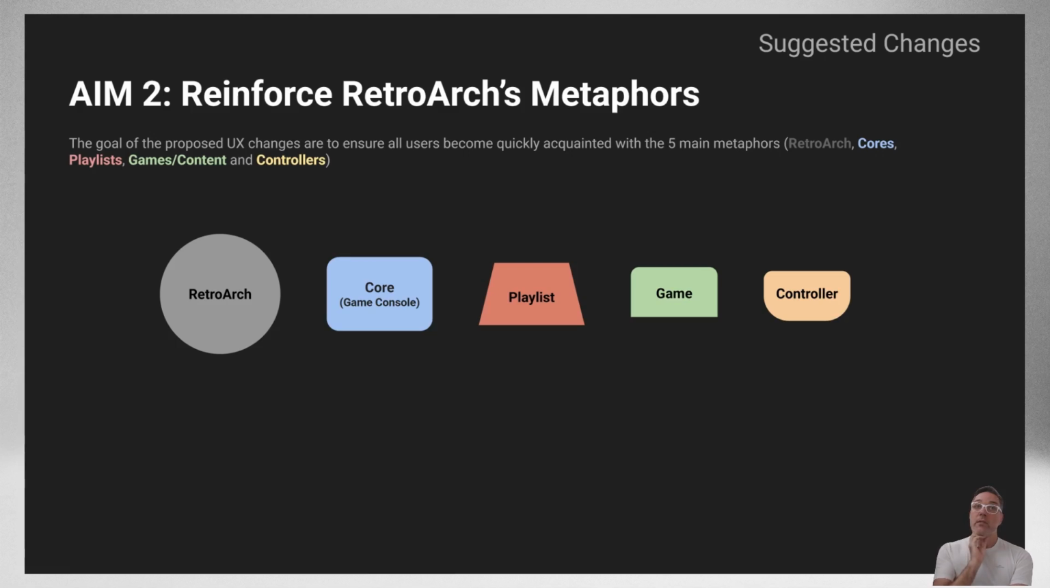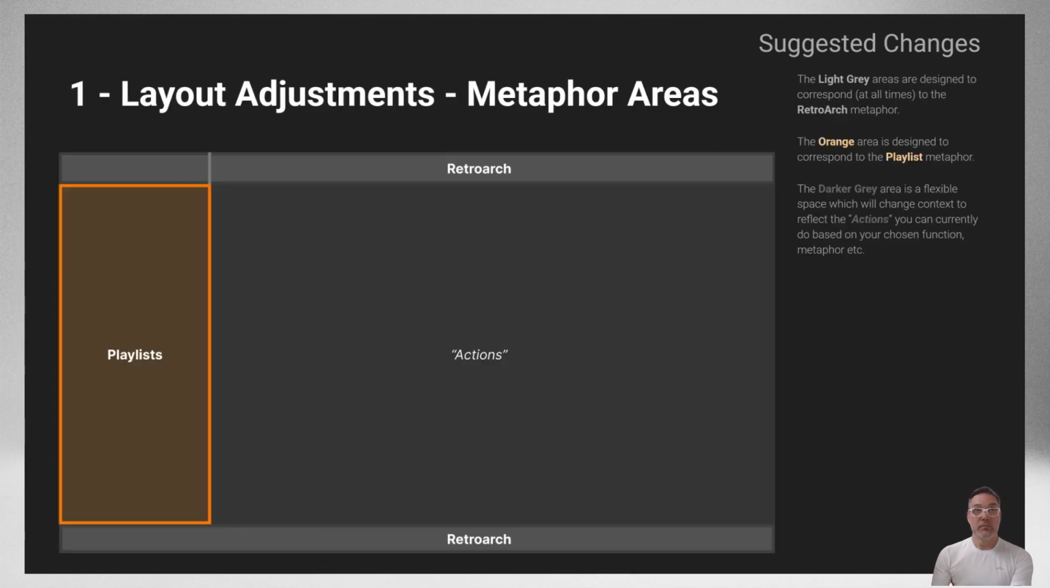The second aim is we came across a bunch of metaphors, and we want to try and find ways to better reinforce these. And obviously, part of the way we split it down is the 5 main metaphors are RetroArch as the app and everything it does, and then the cores and what they do, and then a playlist and what it is, and then a game or a piece of content, and also a controller. Now, controller is probably the one that's kind of least surfaced through the UI and also through the suggested changes. It probably doesn't need too much support, but it's definitely worth highlighting that it is a metaphor that we have.